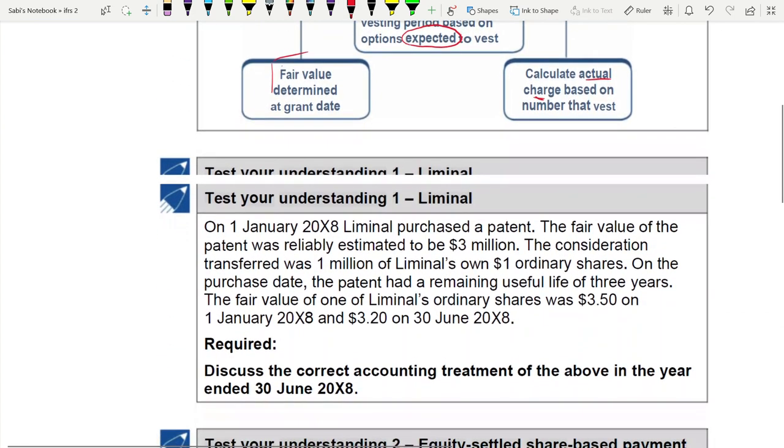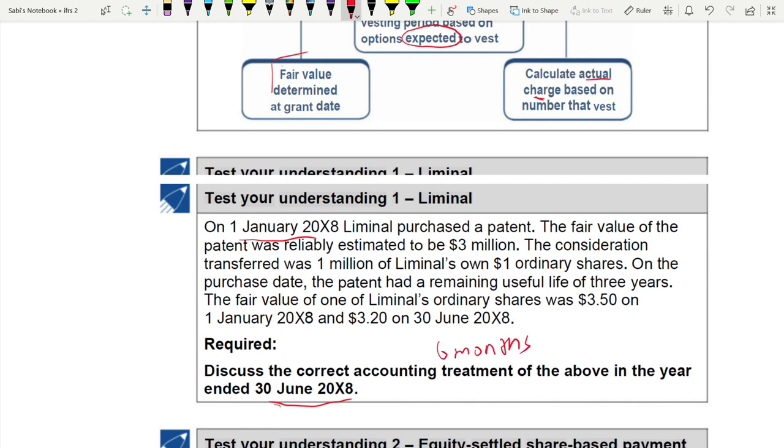Okay, with this understanding, now let us do the two questions. Test your understanding one. I am not going to write the full answer. It's there in your textbook. Take your own time and read all the answers. In fact, for all the questions, I'm not going to write the answer. I'm just going to explain how they got the figure. The requirement is to discuss the correct accounting treatment for the year ended 30th June 2008. But this one was for 1st of Jan 2008, so this is only for 6 months.